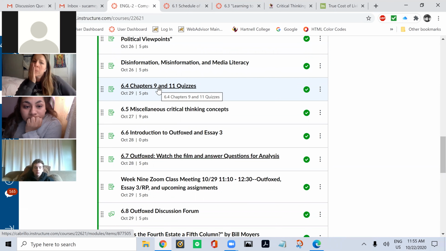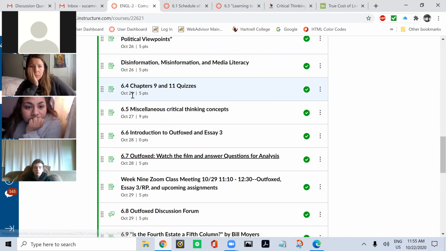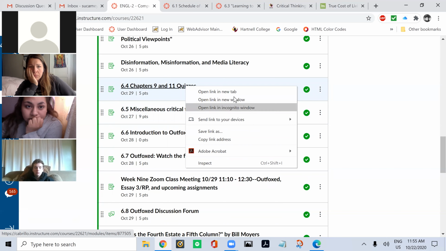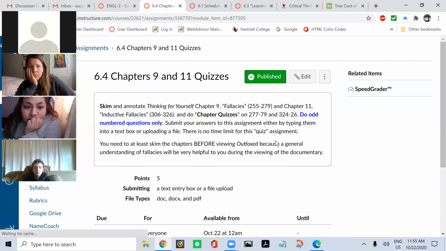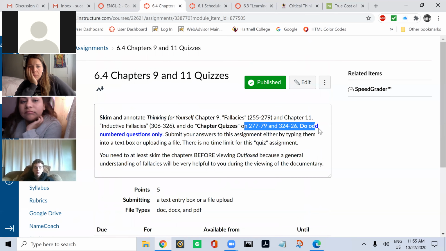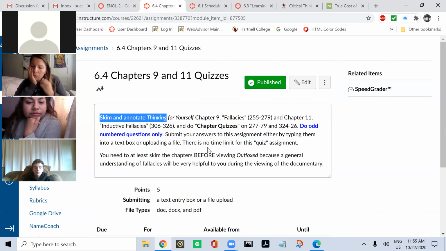But before that, you should do this assignment, 6.4, and you have till the 29th to submit it. It's a quiz. It's not a Canvas quiz. It's a quiz in your textbook on these pages. Just do the odd numbered questions, and you can skim these chapters.